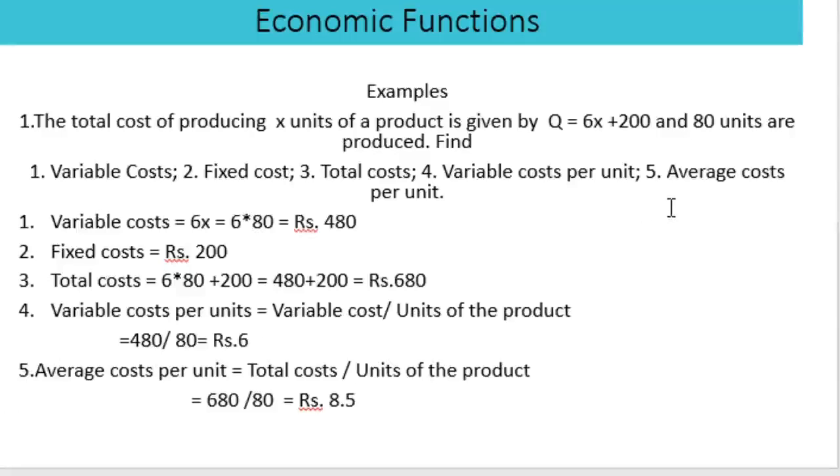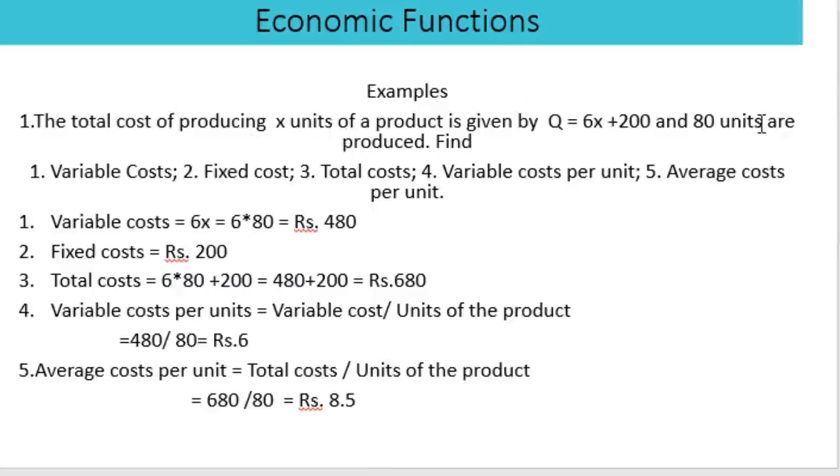The next question is to find the average cost per unit. Average cost is total cost divided by the units of the product. Total cost is 680 and the units of product is 80. That is, 680 divided by 80, that is 8.5.